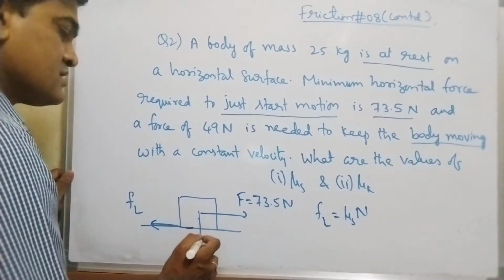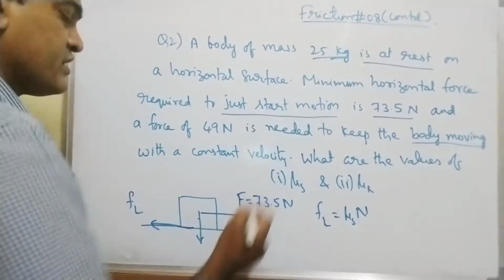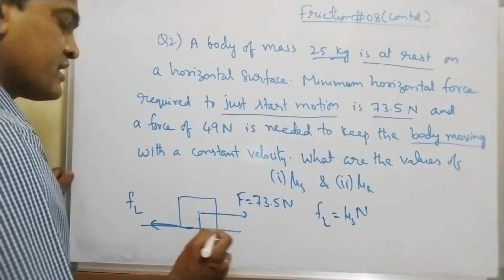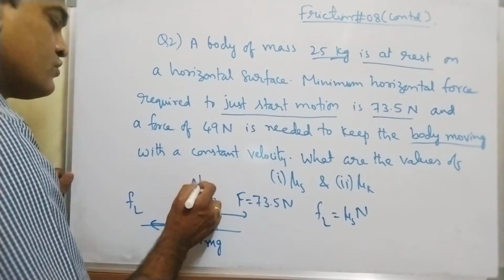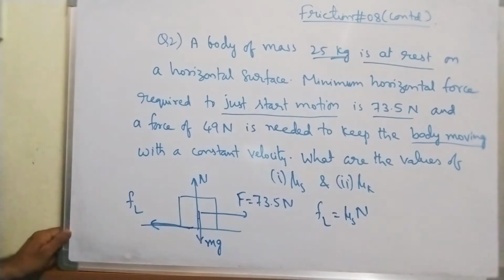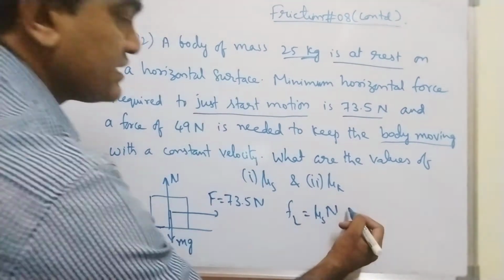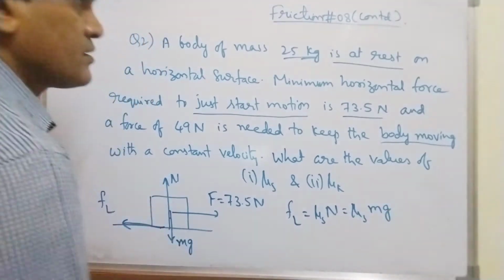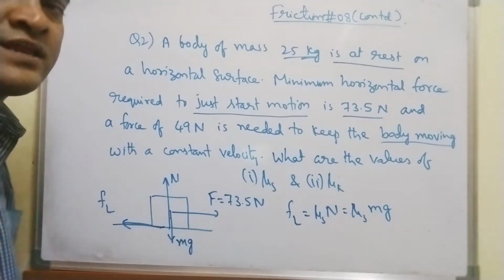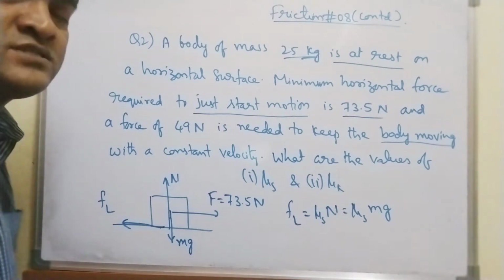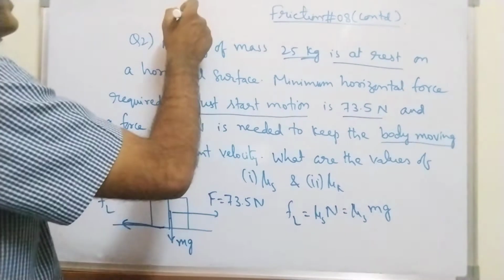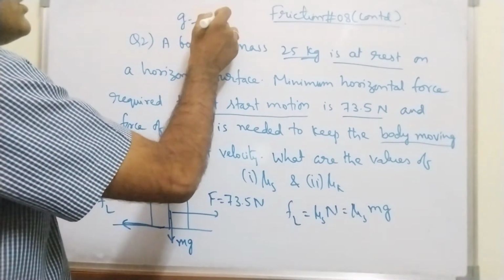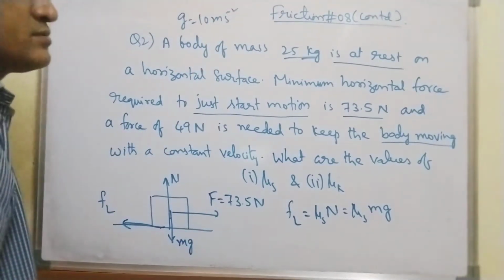Now here the mass of the block is given, I think, 25 kg. So weight is acting vertically downwards. Normal force is balanced by the weight of the block. So I can write like this: μs into mg. Let me take g as 10 meters per second square, for my convenience.